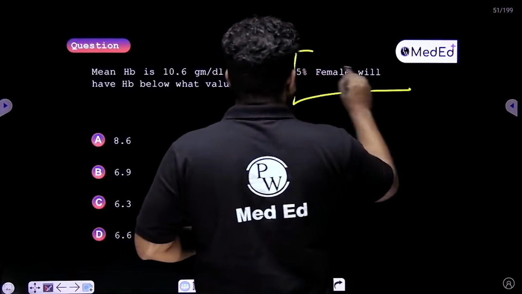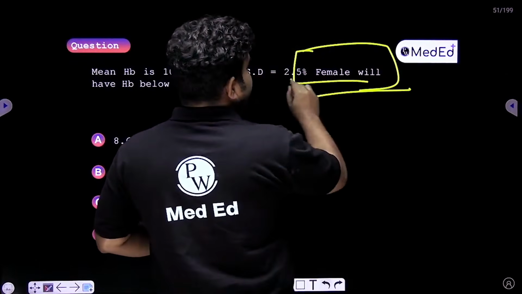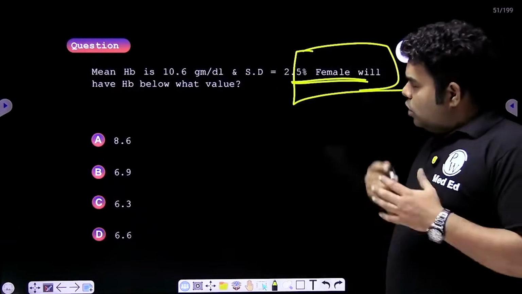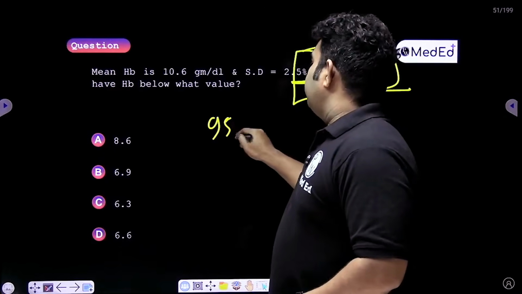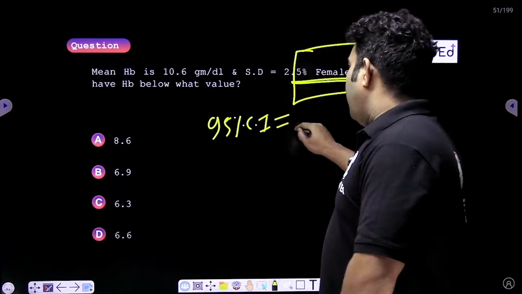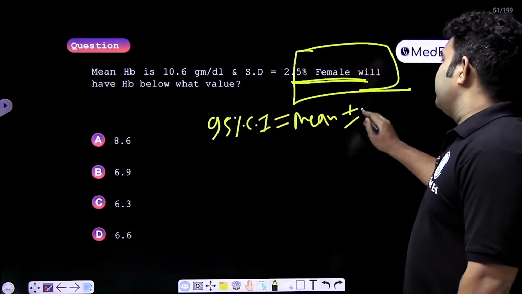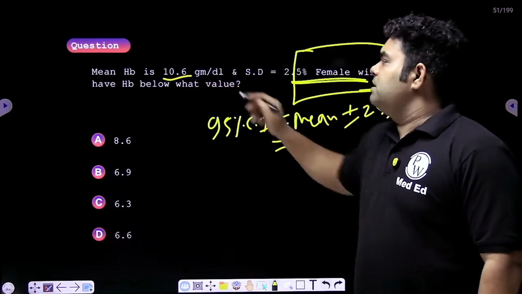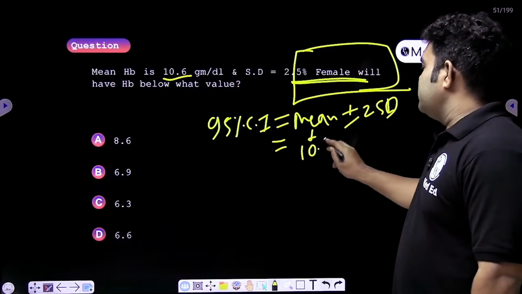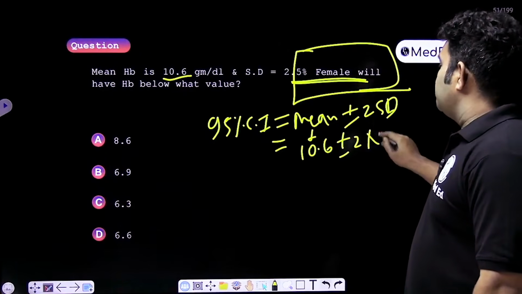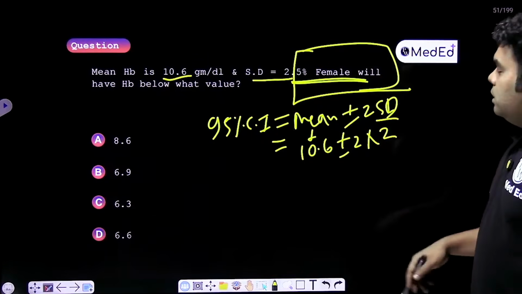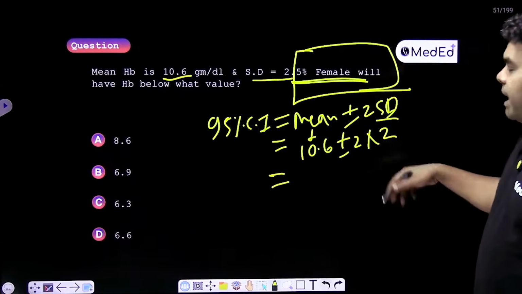This is the exact question which came. Again, they are asking where will be 5% female. So whenever they are asking question about 5% female, always first find 95% confidence interval. And you all know the formula. It is mean plus minus 2 standard deviation. Now in this question, mean hemoglobin is given 10.6. So mean is 10.6 plus minus 2 into standard deviation. What is the standard deviation? Standard deviation is 2, plus minus 2 into 2. So 10.6 plus minus 4.